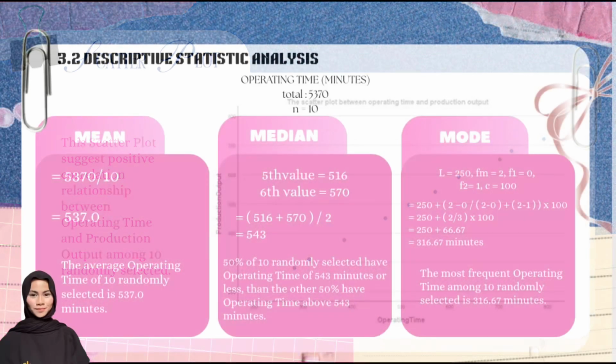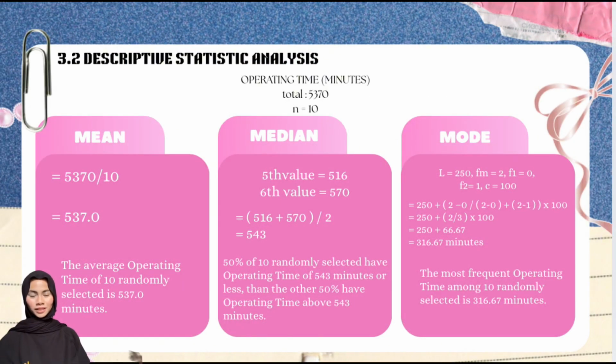positive correlation. First, we analyze the operating time data. The total operating time is 5,370 minutes, and with 10 observations, the mean operating time is 537 minutes. After arranging the data in ascending order, the median is calculated by averaging the 5th and 6th values, which gives a median of 543 minutes. This means that 50% of the observations have an operating time of 543 minutes or less, while the remaining 50% are above 543 minutes. The mode shows the most frequent operating time among the 10 randomly selected is 360.67 minutes.